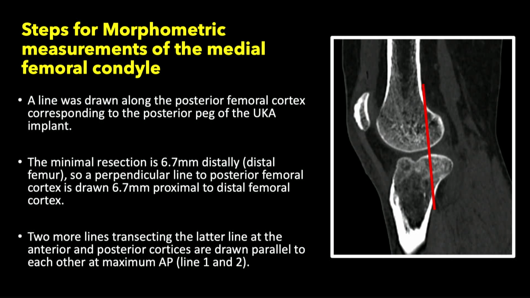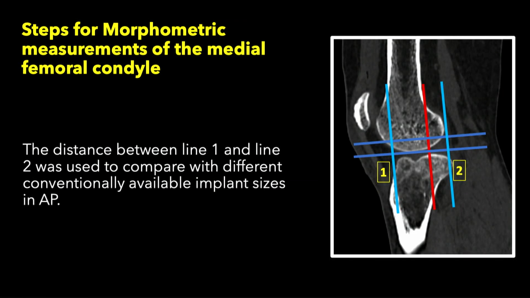The steps used for morphometric measurements of the medial femoral condyle were, we drew a line along the posterior femoral cortex, which corresponded to the posterior peg of the UKR implant, and a line along the distal femoral cortex perpendicular to the posterior femoral cortex. Since the minimal resection was 6.7 mm distally, we drew another line that was 6.7 mm proximal to the distal femoral cortex. We also drew 2 lines transecting the latter line at the anterior and posterior femoral cortexes, line 1 and line 2. The distance between line 1 and line 2 was used to compare the different commercially available implant sizes.